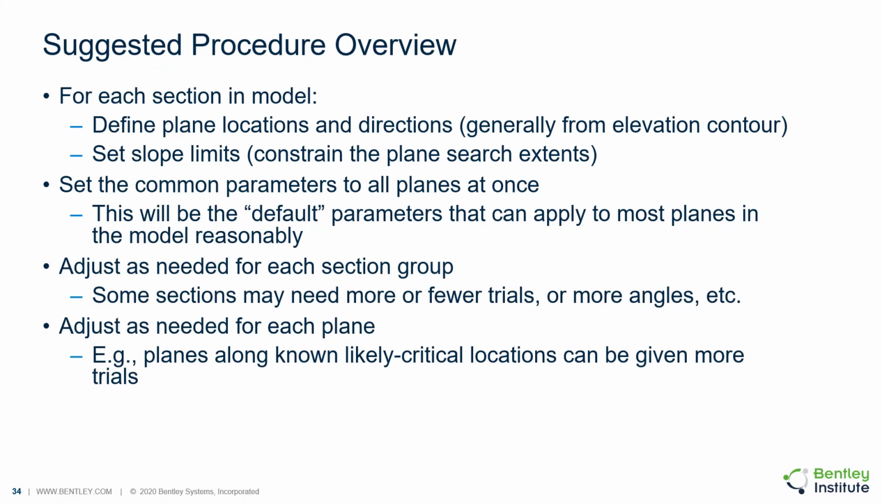Once critical zones are located with the first pass analysis, it is possible to adjust as needed for each section group. Some sections may need fewer trials or more angles to improve the accuracy of the result. The user is free to adjust as needed for each plane or spatial location. For example, planes along more likely critical locations can be given more trials to increase accuracy.